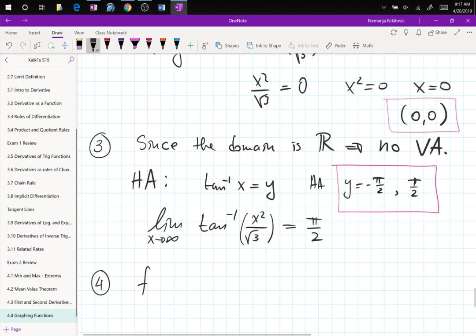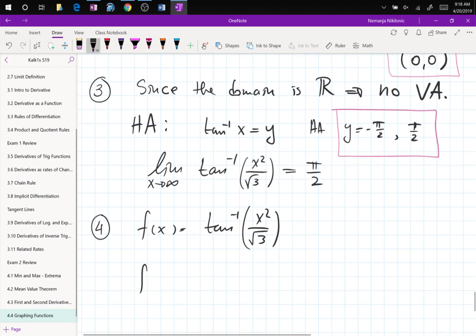Now, our function is inverse tangent of x squared over root 3. The next step is to take the derivative. We know that the derivative should be 1 over 1 plus x squared, but now we have x squared over root 3 inside, and the derivative goes in the numerator as a chain rule.